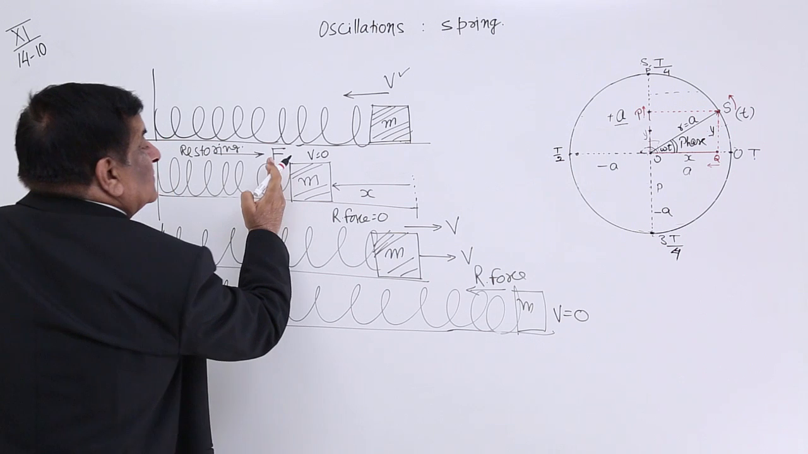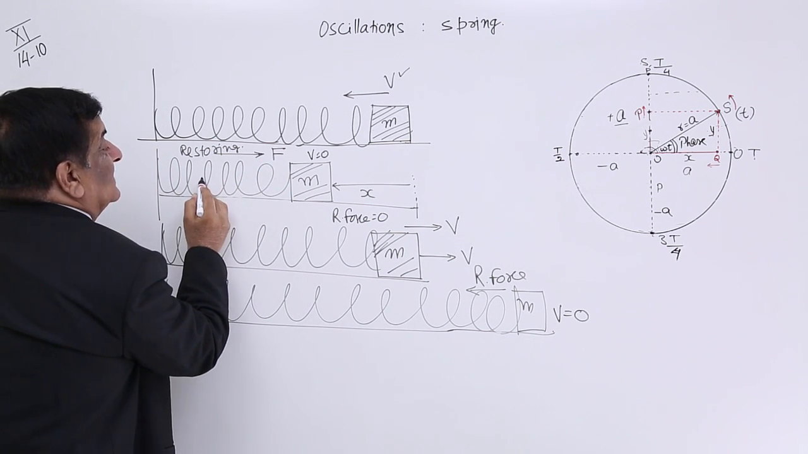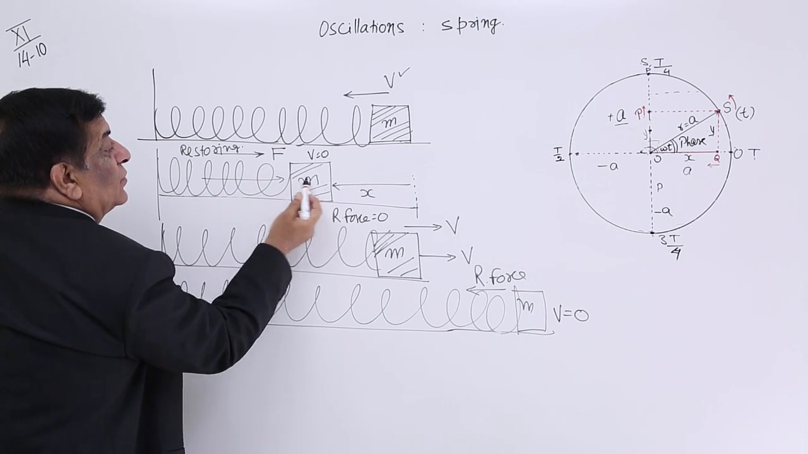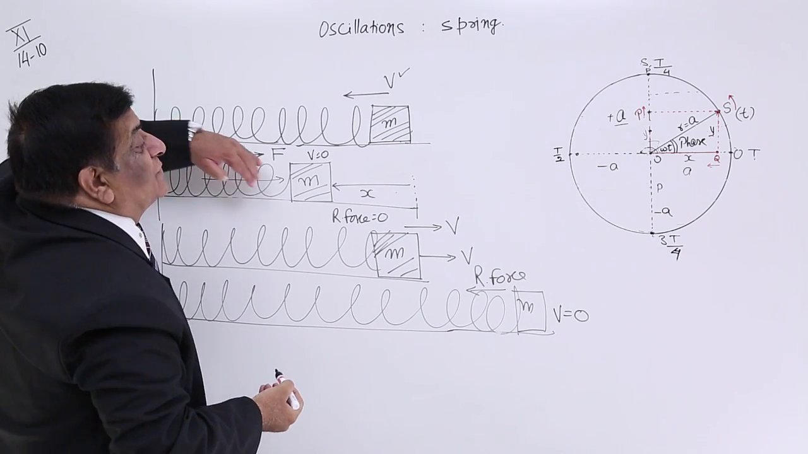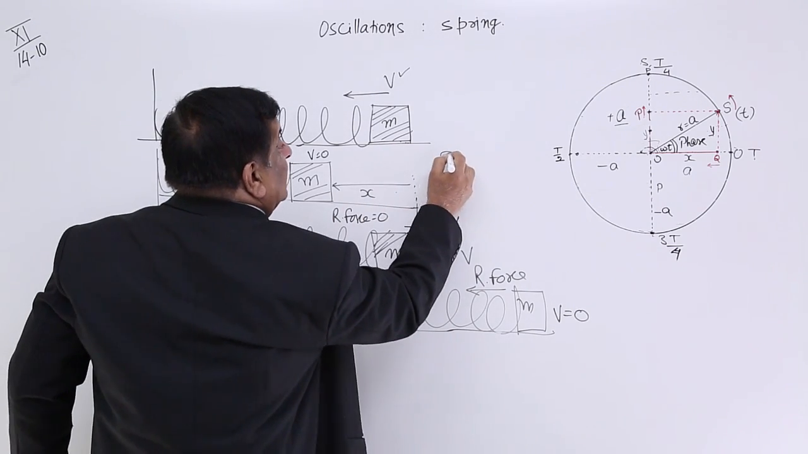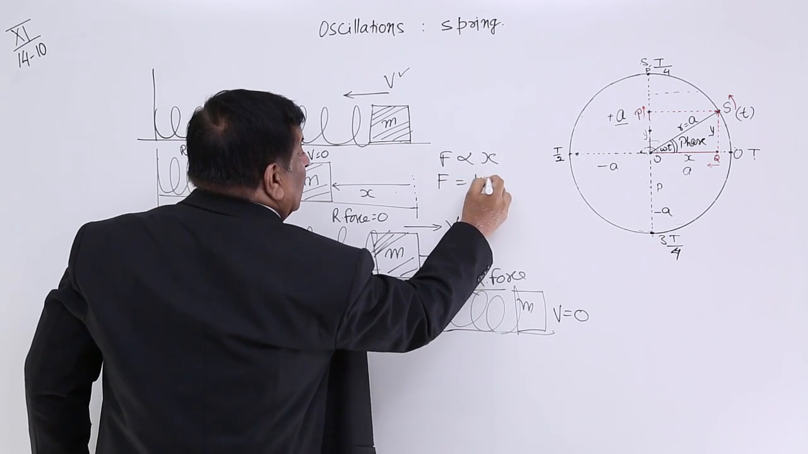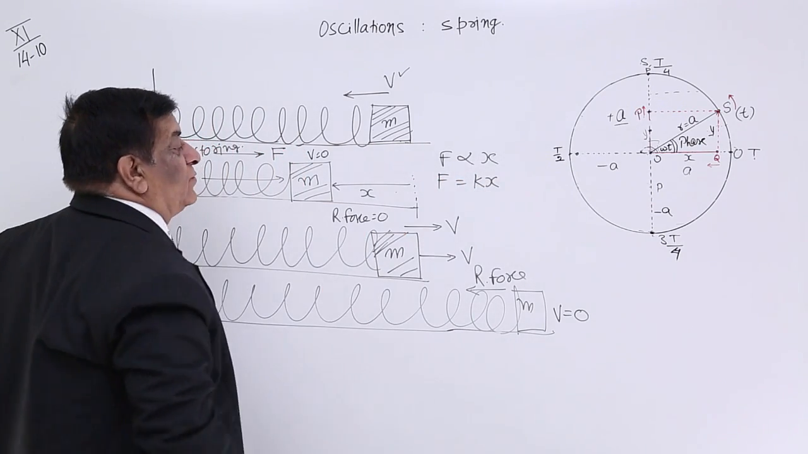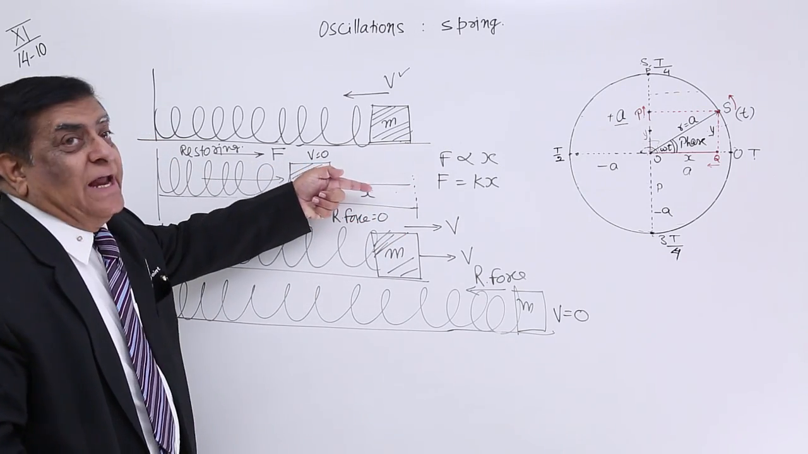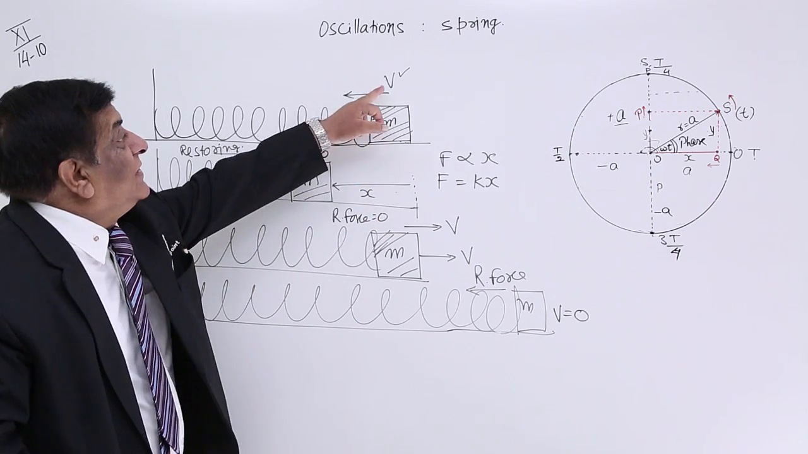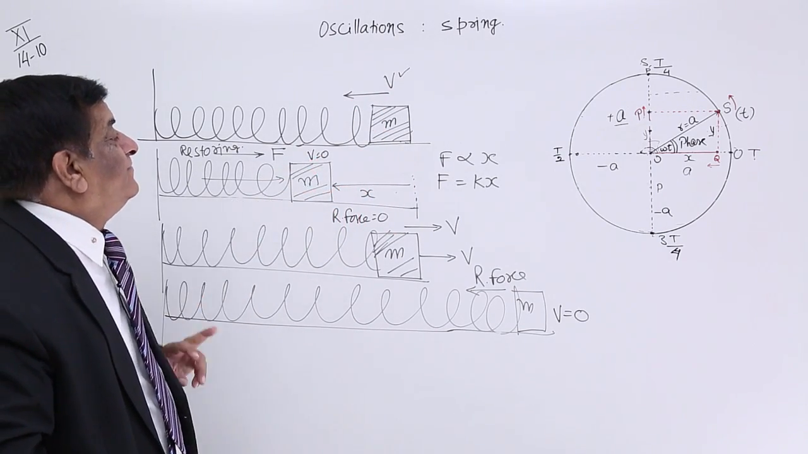When it compresses the spring, a restoring force is generated inside the spring. So, the more the displacement, the more the force in the spring. Here we know that force is proportional to x, or force is equal to kx. This formula is very well known to us. Now, because the force is in the opposite direction, its velocity goes on decreasing, and it becomes 0.